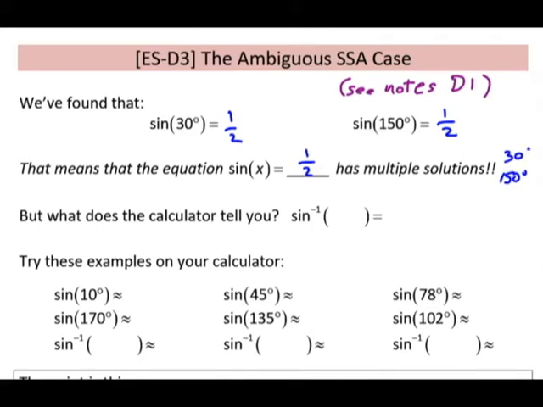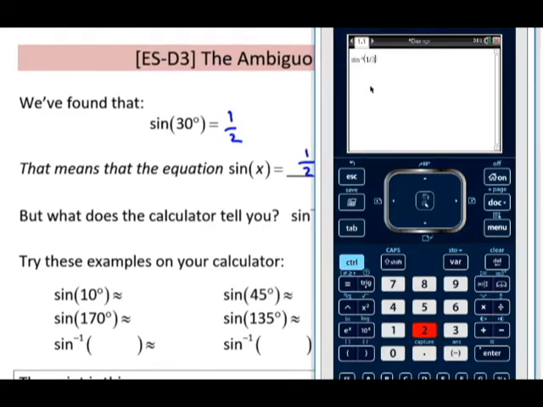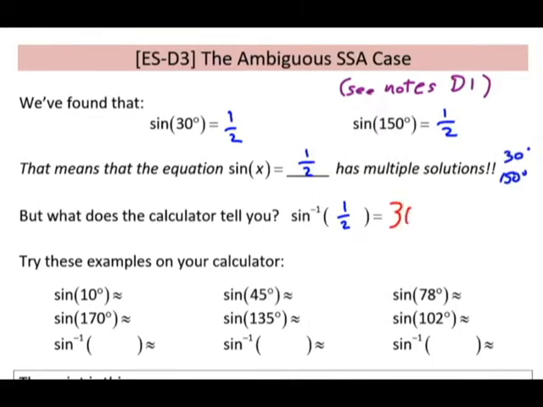If we put this in a calculator, however, if we find the inverse sine of 1/2, we should be given an angle. Let's see what we get. We get 30 degrees only. It gives us no indication that 150 is also a solution. Let's see why that is.